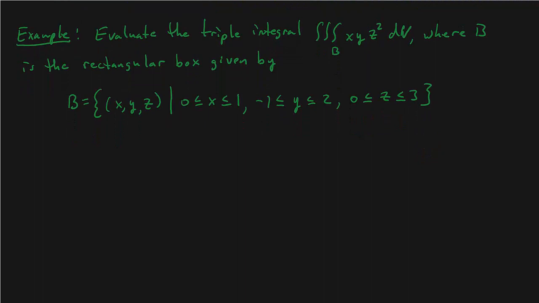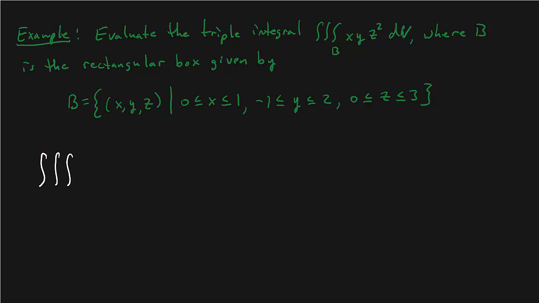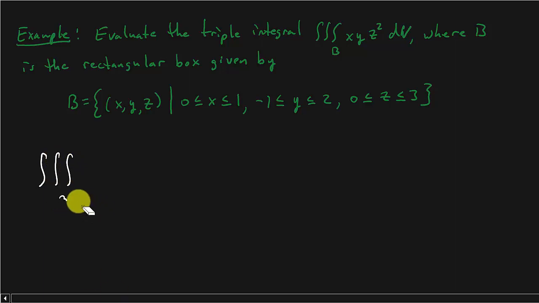All right, so let's look at this first example. It says evaluate the triple integral of x y z squared dV, where B is the rectangular box given by x between 0 and 1, y between -1 and 2, and z between 0 and 3. Let's go ahead and set up this integral. We're going to go over this region B of x y z squared dV.